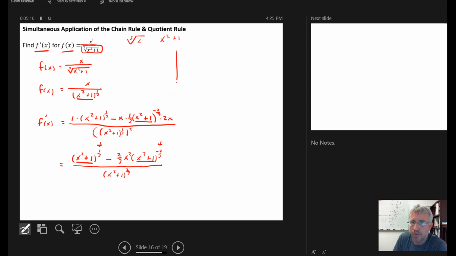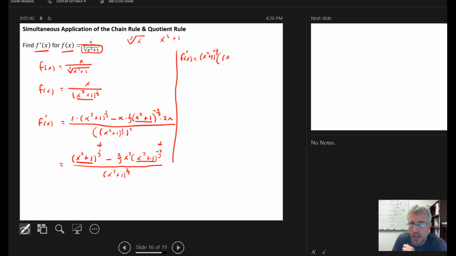So I'm going to step over here and I'm going to continue simplifying my derivative. I'm going to look at the 1/3 and the negative 2/3 and recognize that negative 2/3 is the smaller number. So I'm going to go ahead and factor out x squared plus 1 to the negative 2/3. And that's going to leave behind some stuff in the numerator. So I need to figure out what goes here.